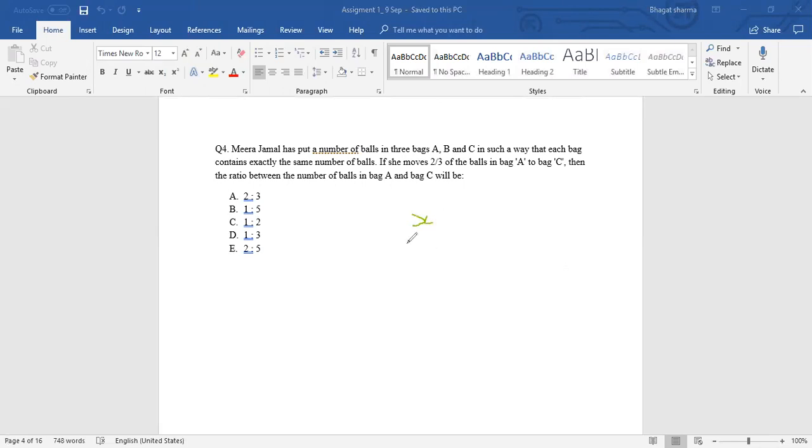If we have x number of balls and 2 by 3 from bag A is removed and put into bag C, so it will be x by 3 left here. And this will be x plus x by 3. So if you want to do it in a general way, you can use this, or otherwise your way is also fine.